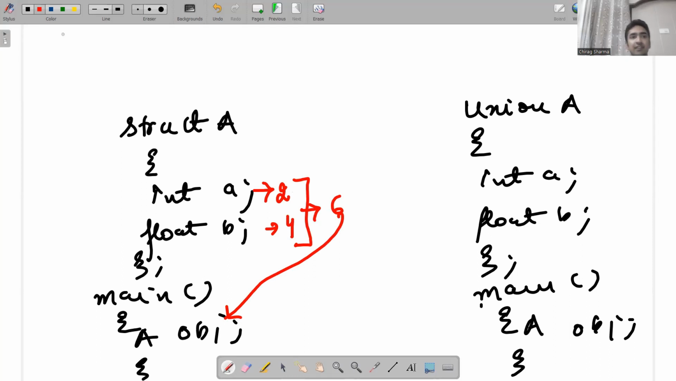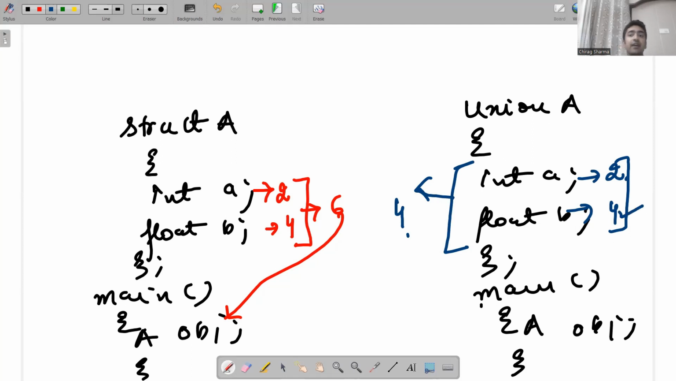But the same cannot be said for union. Why? Because union captures the data type size of that data type which is having the higher data type size. That means if integer is taking 2 bytes and float is taking 4 bytes, the union captures the data type with higher size. It means the entire union will have the data type size of 4, because 4 is larger than 2. So the size of obj would be 4.